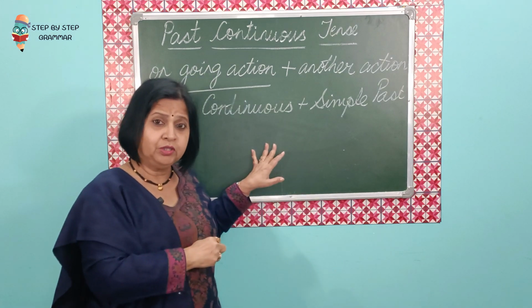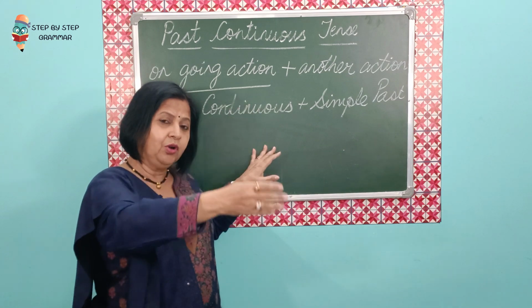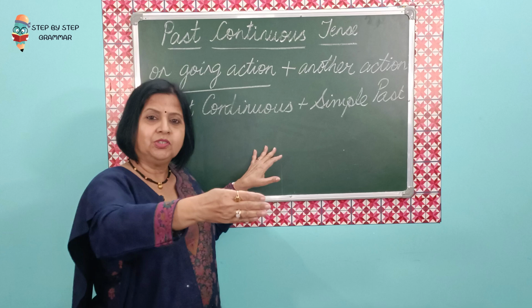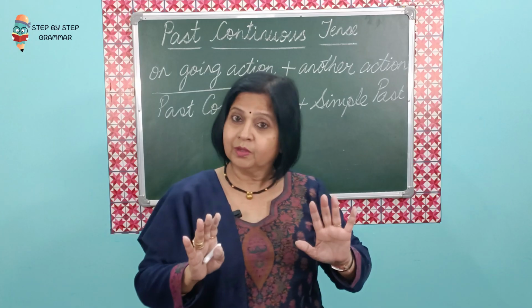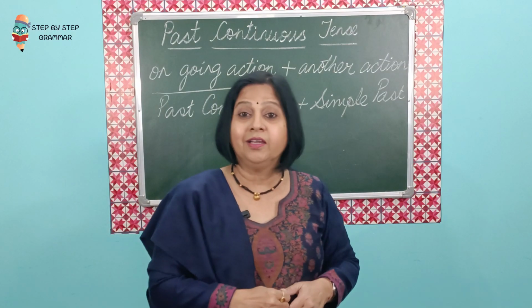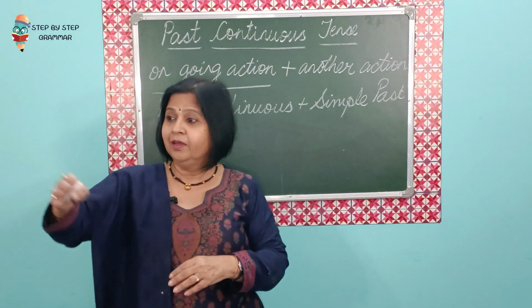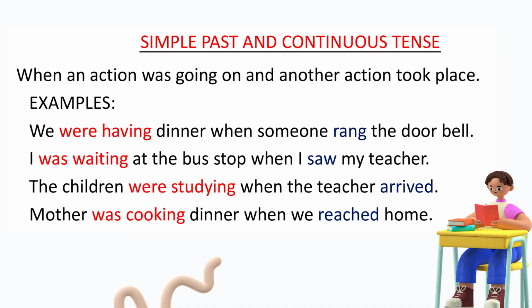We can also refer to this as the ongoing action was going on and that action got interrupted. Interrupted means there was a little break in it, stoppage in it. Okay, so you can see the example. I was waiting at the bus stop. I was waiting when I saw my teacher. Two actions. One was going on, and then what did I see? I saw my teacher. The children were studying. Action going on when the teacher arrived.